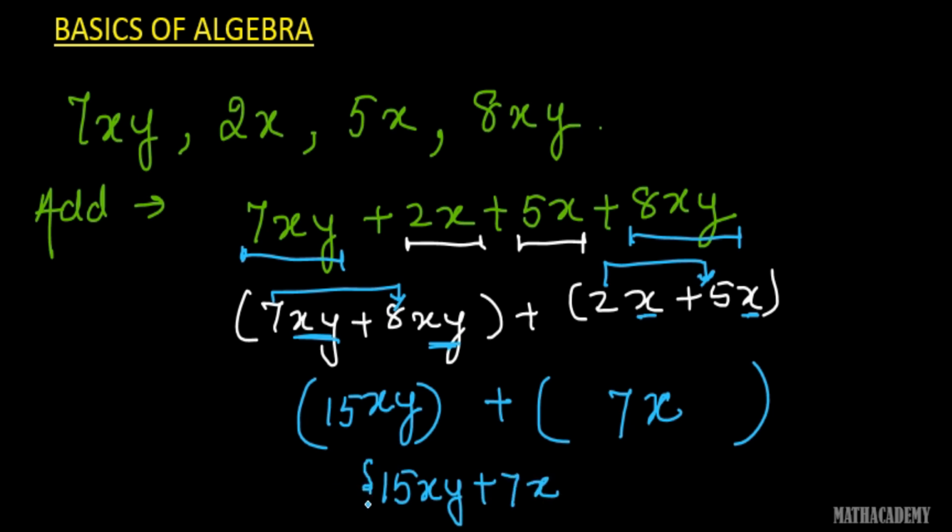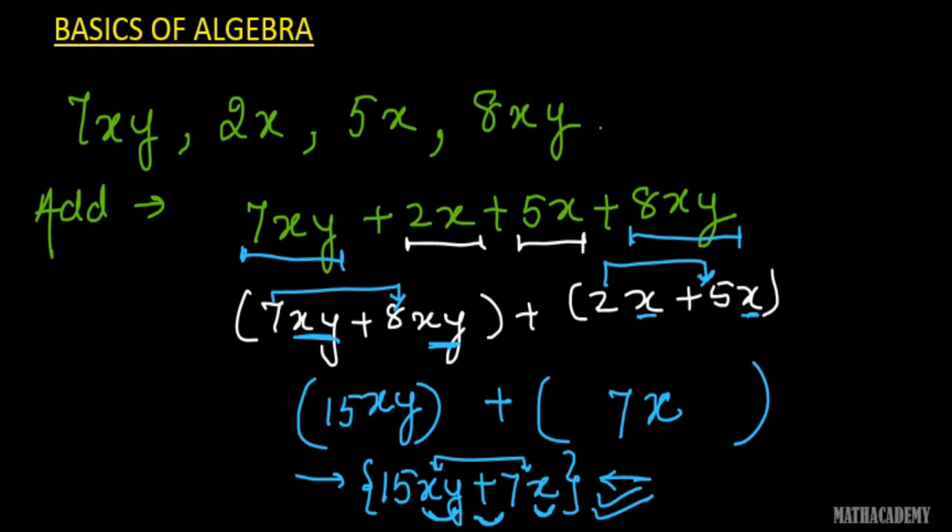Now can we solve this expression any further? What is the sign here? A plus sign. This means we are trying to add these two terms. What is the variable part of 15xy? The variable part of 15xy is xy and the variable part of 7x is x. Are the variable parts the same? No. So they are unlike. So we cannot add them. We cannot do any operation further at this step. So this is our final answer.